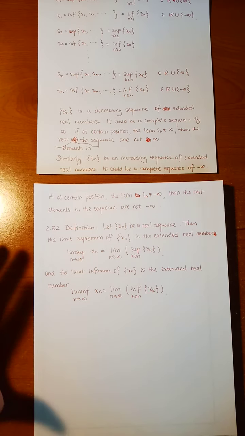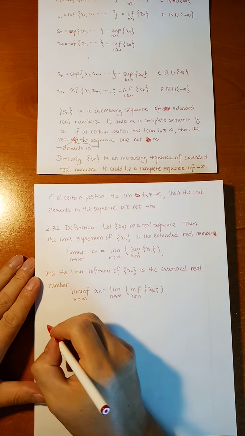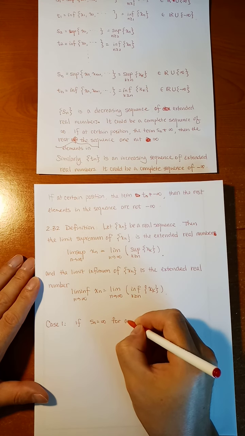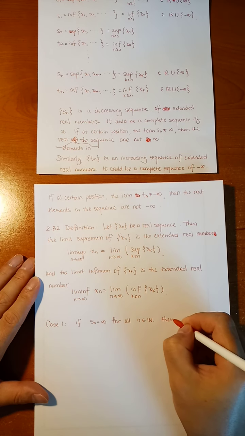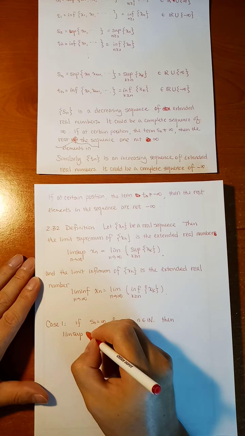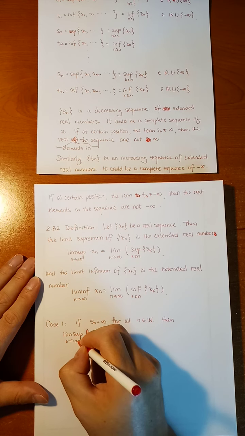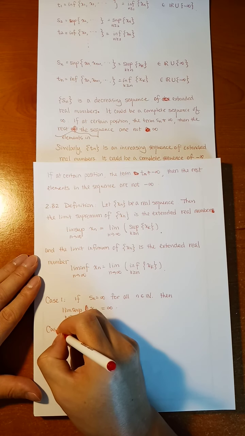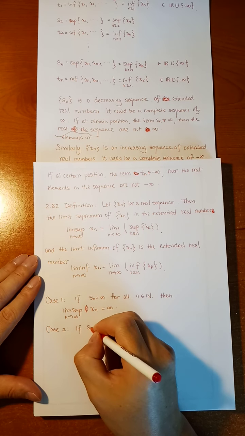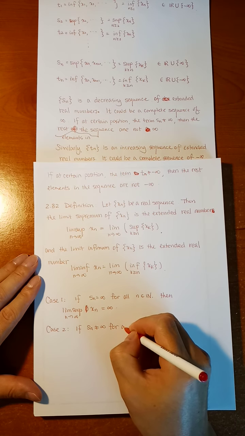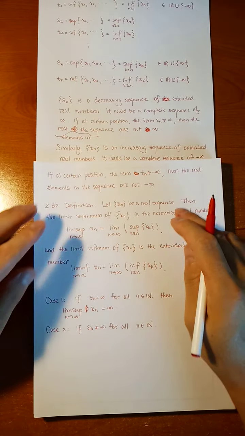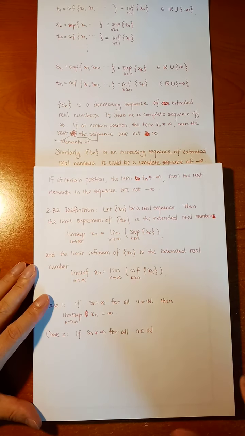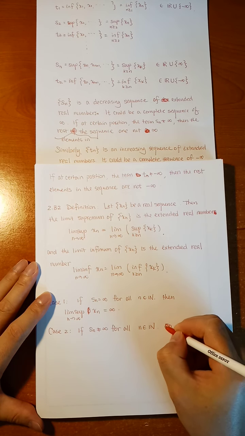Okay, now let's continue the discussion about the limit of this Sn. So let's discuss the cases. Case 1: if Sn is infinity for all n in the natural numbers, then the lim sup of Xn as n approaches infinity, of course, is infinity. So if you have constant infinity, then it's going to be infinity. Case 2: if Sn is not constant infinity for all n. So remember I mentioned, if at a certain position it's not infinite, then the rest of the elements of the sequence are not infinite.